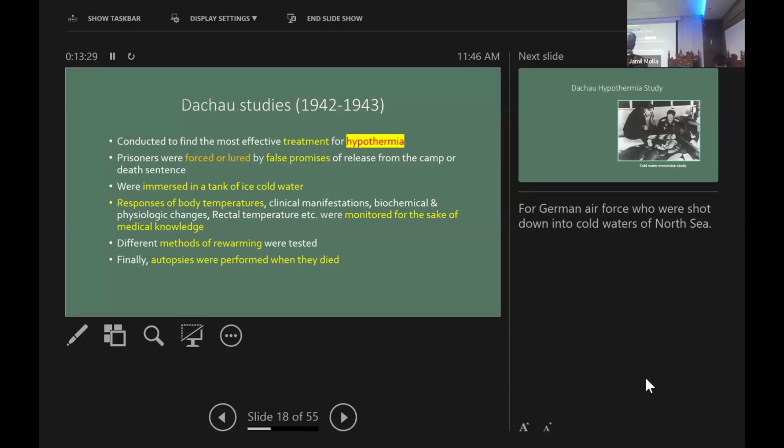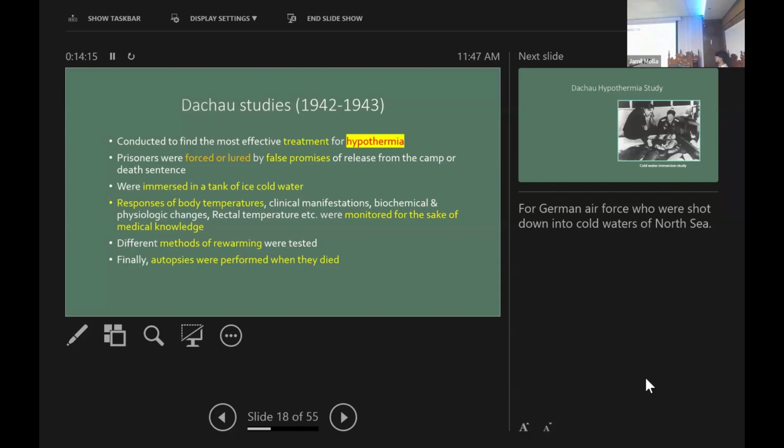This is on hypothermia. The prisoners were forced and lured by false promises. They were immersed in ice cold water. Body temperature and physiological responses were recorded, and ultimately this knowledge was utilized for the treatment of hypothermia and rewarming. If German army people are exposed to this kind of hypothermic condition, how can they be treated? To generate that knowledge, which was not known, they used to put these prisoners into ice cold water, monitor the physiological changes, and also try different methods to resuscitate them. That is how they did some experiments at Dachau.